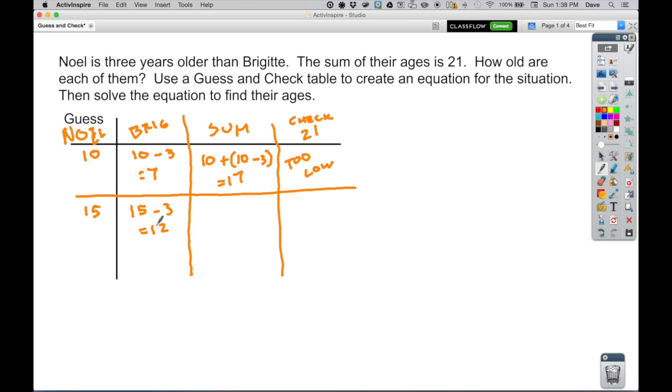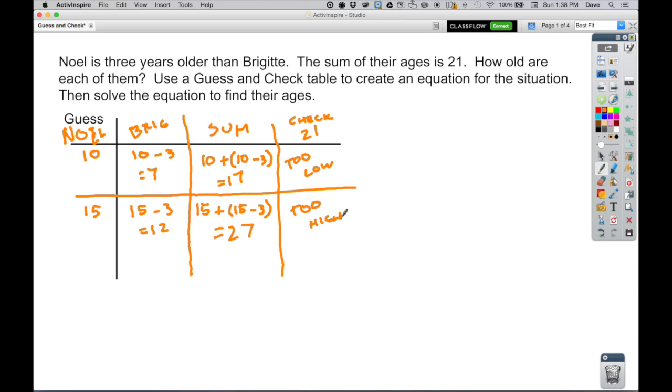All right, so now we've got both their ages. The thing we have to check for is to see, does the sum of their ages equal 21? So we take Noel's age, and I understand some people watching this video are probably thinking, well, up here, why doesn't he write the 12 next? You'll notice here what I'm going to write is 15 minus 3. Okay, and that'll become clear a little later on when we get to the equation. I could put here 15 plus 12, but this is going to help later. So anyways, 15 plus 12 is 27. Too high.